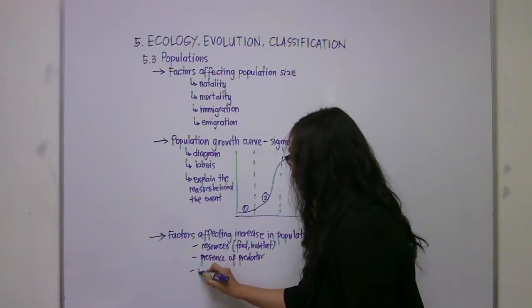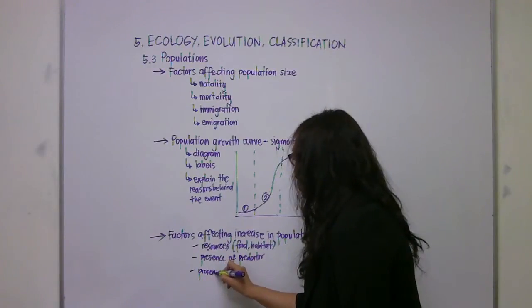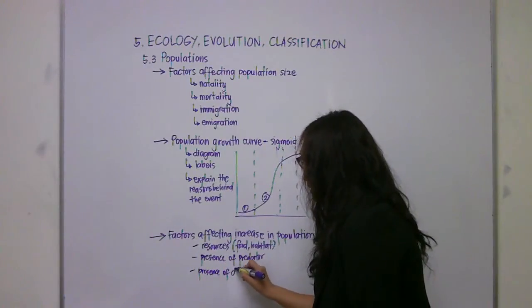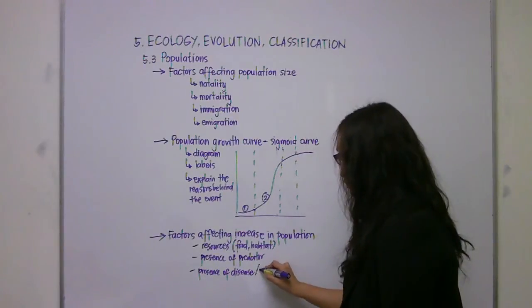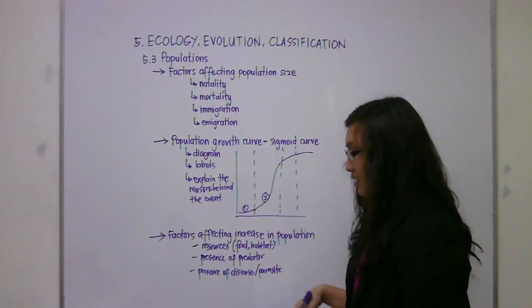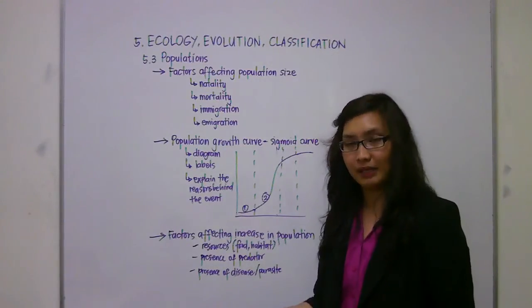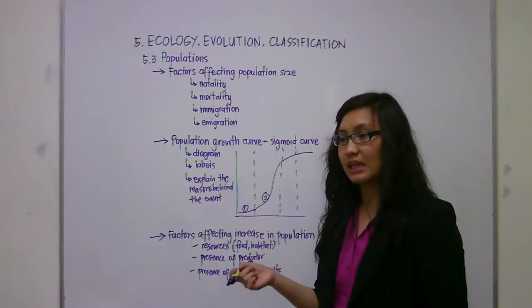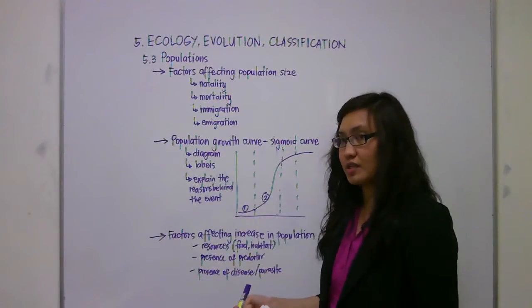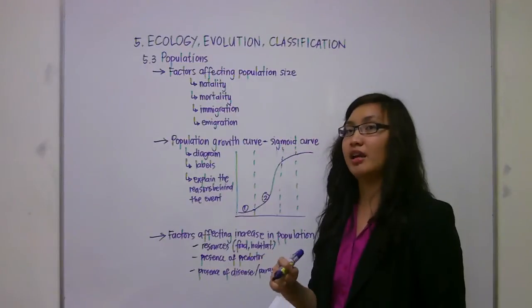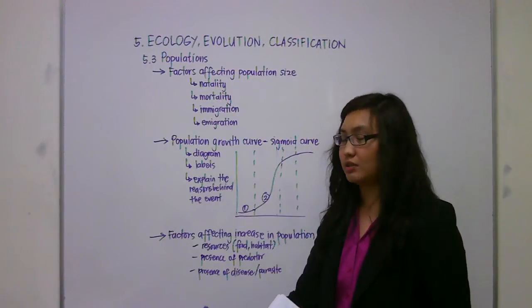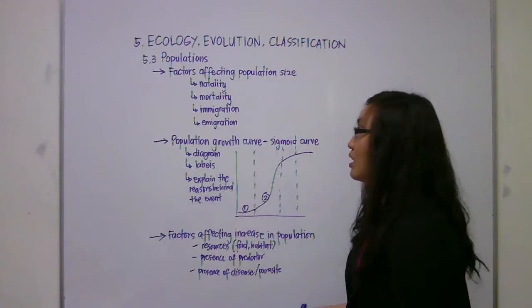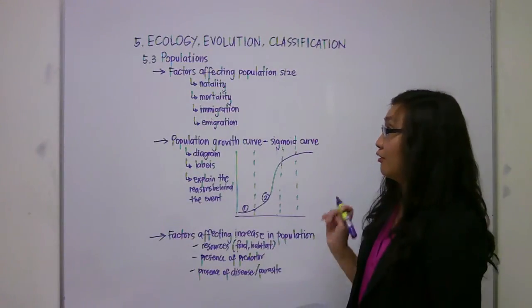Apart from that, we have to indicate the presence of disease or parasites. Obviously, the presence of disease and parasites decreases the population size. If students can think of more factors, so much the better. And if they are able to relate them to what is naturally occurring in the ecosystem, then it's better as well. So that would be all for populations.